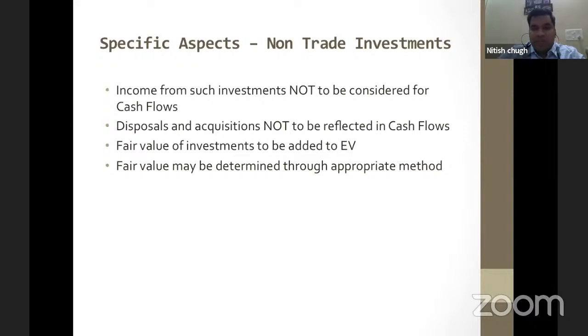So the basic difference is relating to business and non-business assets. All those assets which are relating to business, their income will be considered for cash flows. Their movement or their changes will be reflected in cash flows as well. Their disposal and acquisition will be reflected in cash flows. And in case the assets are surplus, their fair value as on day one will be added to EV and their income and disposal acquisition will not be reflected in the cash flows.